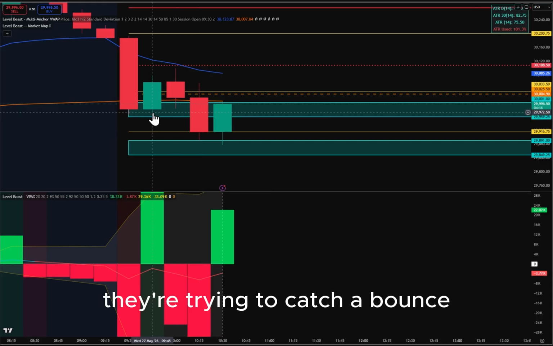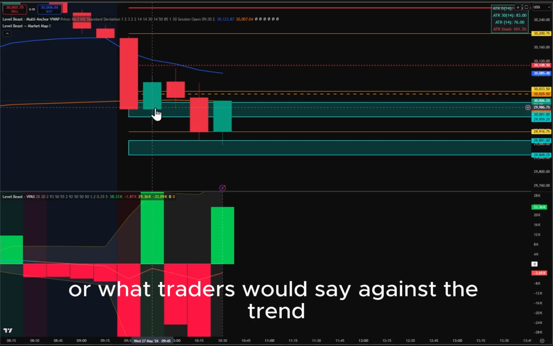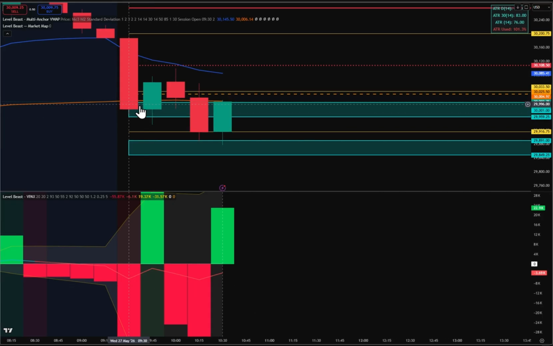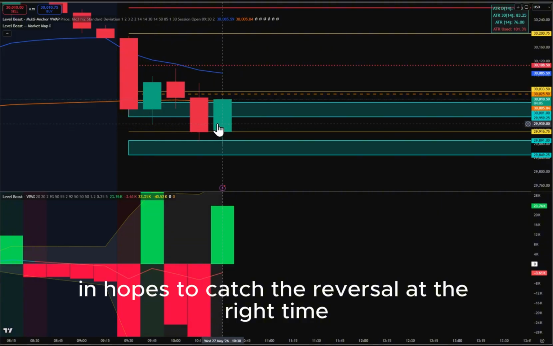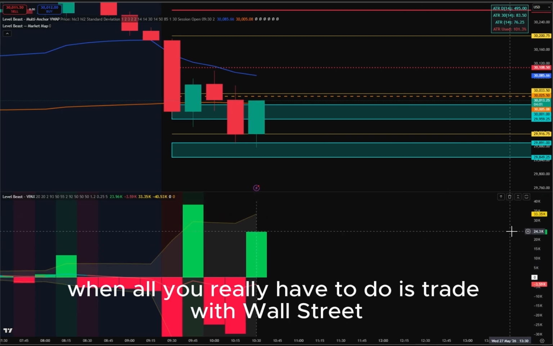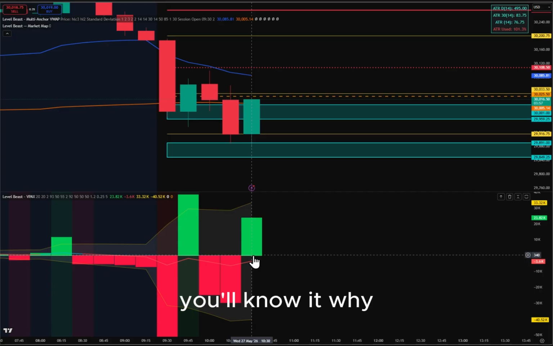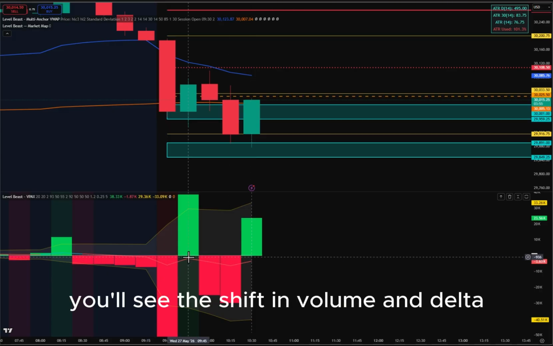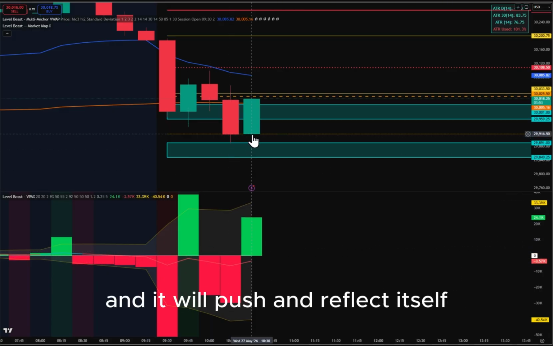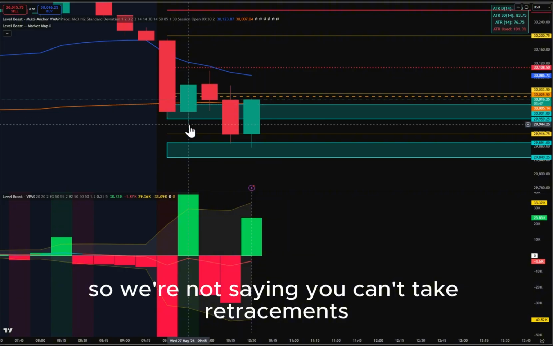They're trying to catch a bounce, or they keep trading against the sentiment, or what traders would say against the trend, in hopes to catch the reversal at the right time, when all you really have to do is trade with Wall Street and understand when the sentiment shifts. You'll know it. Why? You'll see the shift in volume and delta, and it will push and reflect itself off of a variance zone in the market. So we're not saying you can't take retracements.